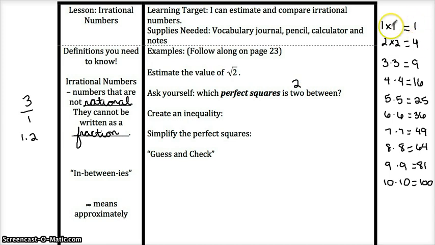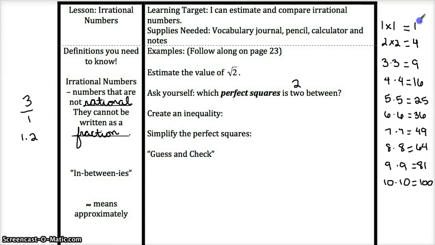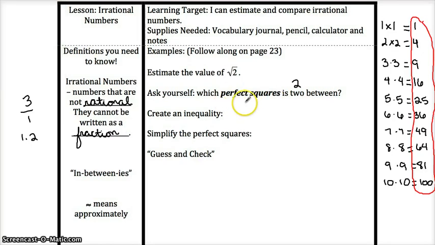So you look at these numbers here. Let me get a different color. You look at these numbers, the 1, the 4, the 9, all these, and you ask yourself, which one is 2 between? Is it between 1 and 4? Is it between 4 and 9? Is it between 16 and 25? Just like a normal number line, 2 is between 1 and 4. So your answer right now, or for that first step, is it's between 1 and 4.